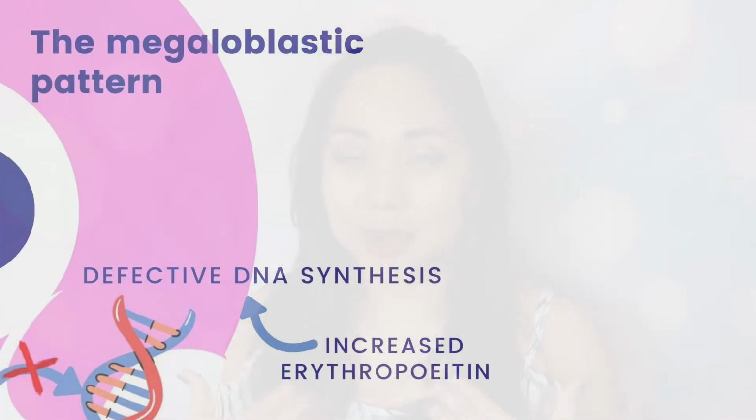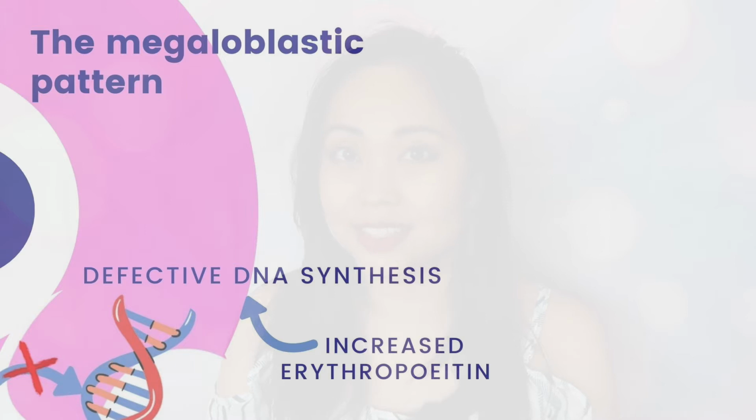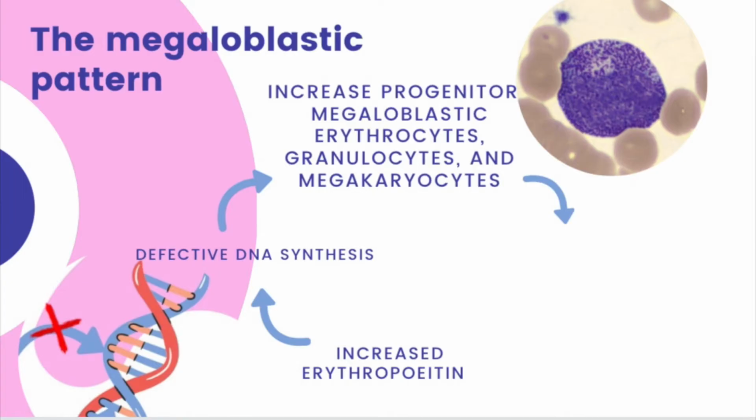Since you have anemia, your body tries to produce more by releasing erythropoietin, so there is increased erythropoietin production. And with the increased erythropoietin, your marrow tries to make more cells. But since your DNA synthesis is defective and you're using a different nucleoside instead of thymidine, you do make a lot. There's an increase of progenitors and megaloblastic erythrocytes, granulocytes, and megakaryocytes in your bone marrow, and you will see this.